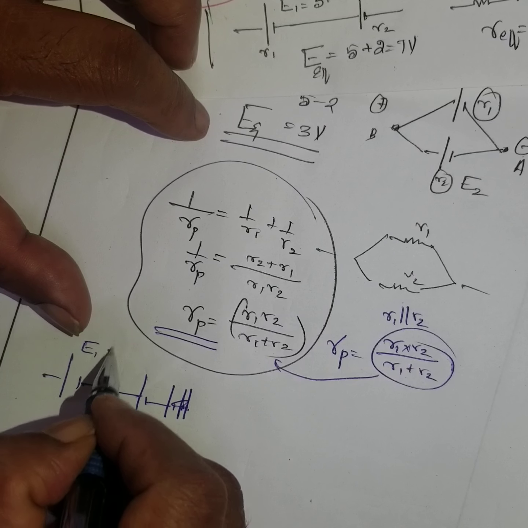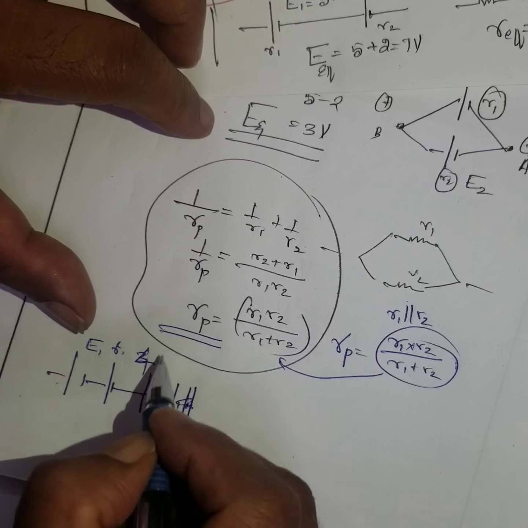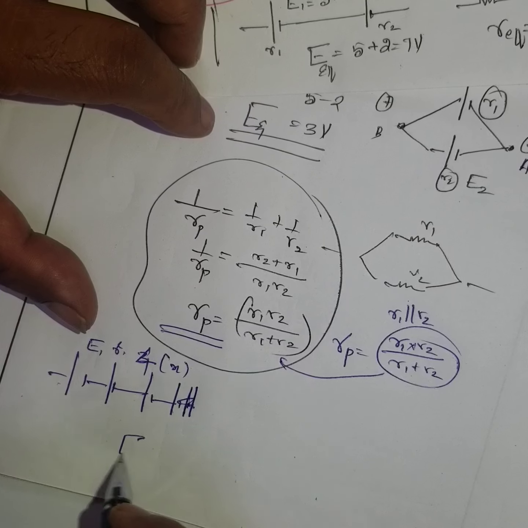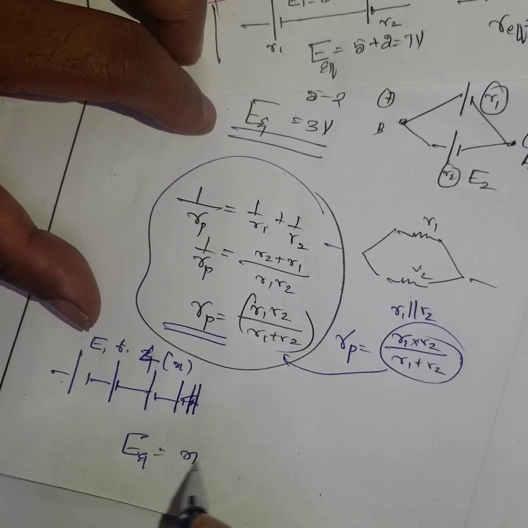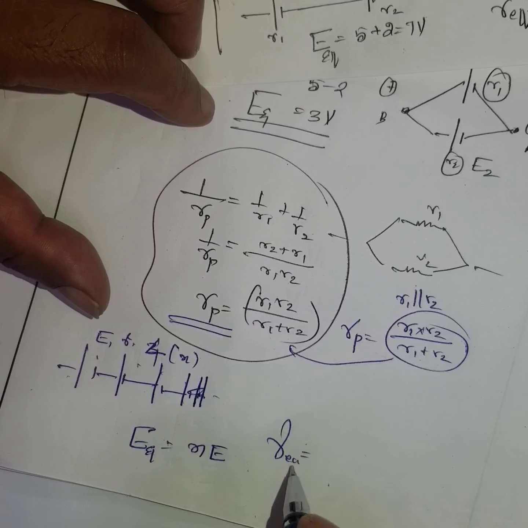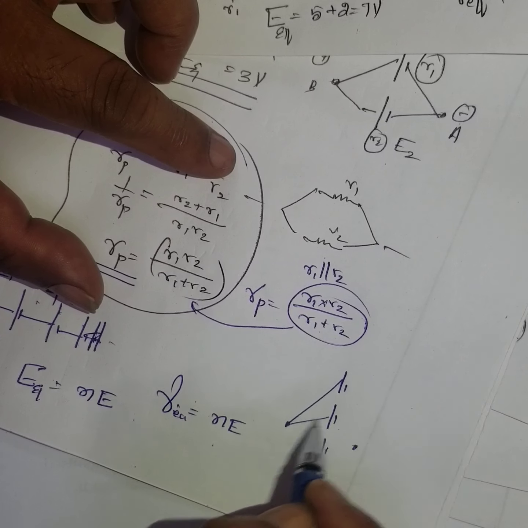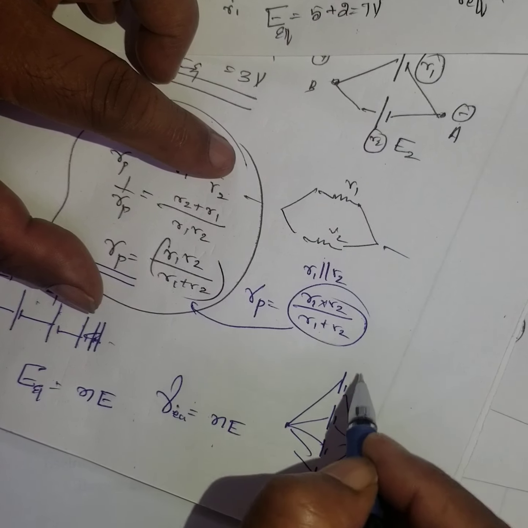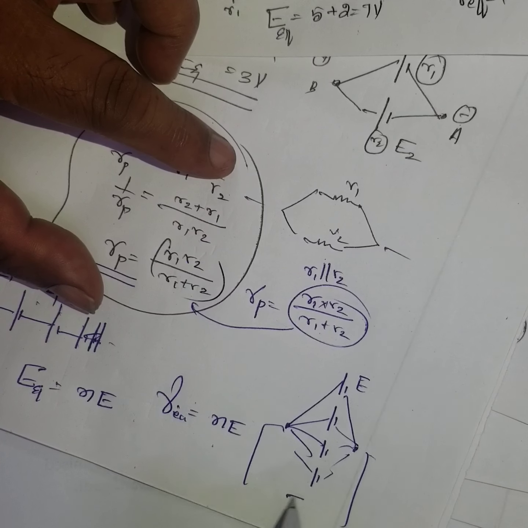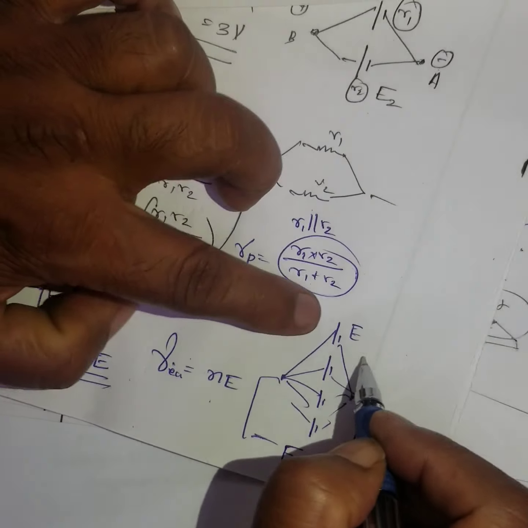EMF E, R is the internal resistance. There are 4 cells, or N cells. What is the effective EMF? Effective EMF is N times E, E plus E plus and so on. What is the effective internal resistance? Effective internal resistance is equal to N R. Suppose the same thing I connected in parallel, all are equal and connected in parallel. All are E only. What is the effective EMF? E only, not N E.